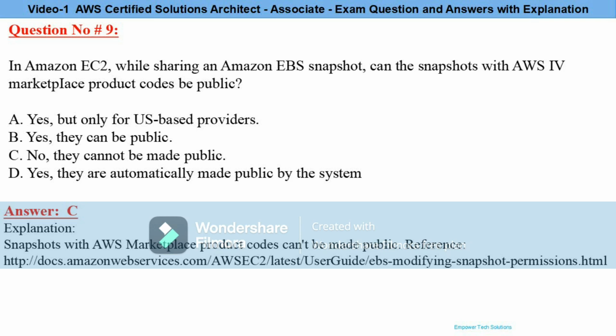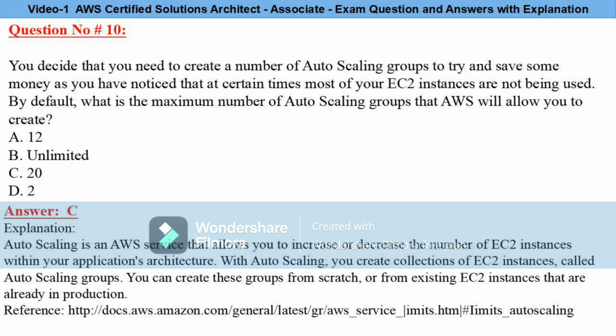In Amazon EC2, while sharing an Amazon EBS snapshot, can a snapshot with AWS Marketplace product codes be made public? The answer is C. No, they cannot be made public, because snapshots with an individual marketplace product code cannot be made public. By the way, snapshot means, in AWS, the backup related service.